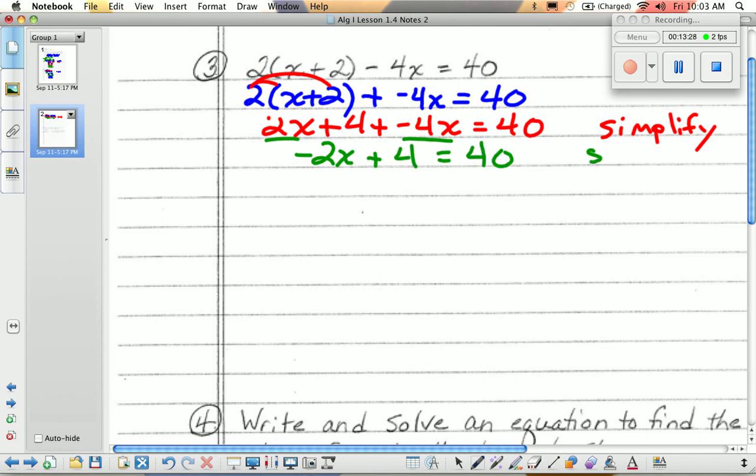And again, all we did was simplify again. We're still not solving. Sometimes it takes 2, 3 simplifying steps to get it ready for you to solve. Okay, go ahead and solve that. You know how.